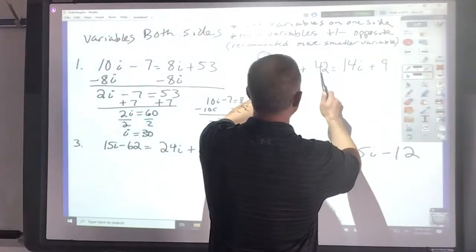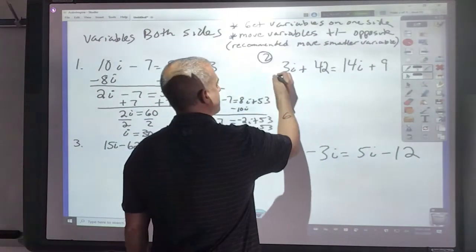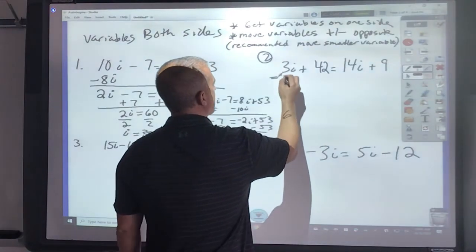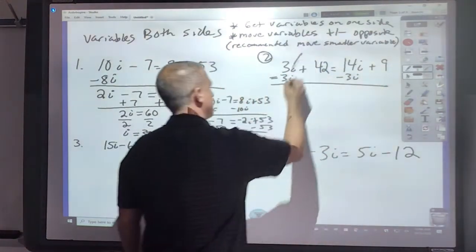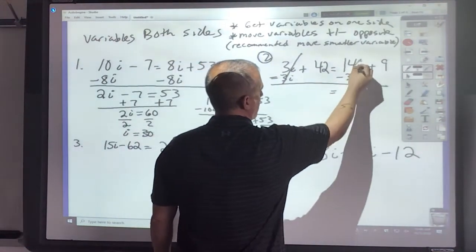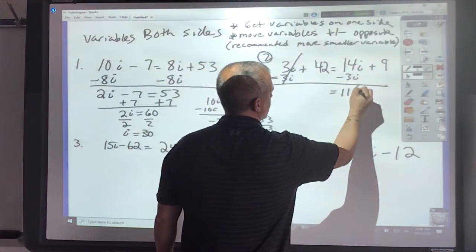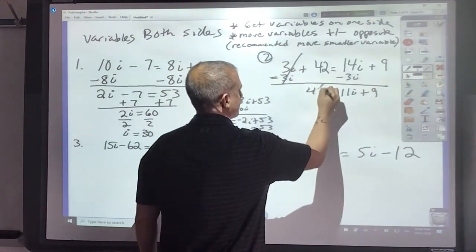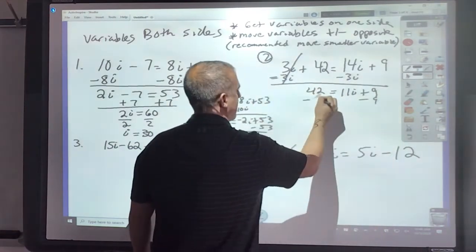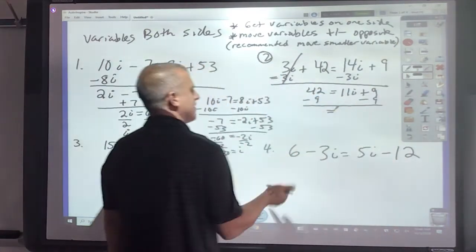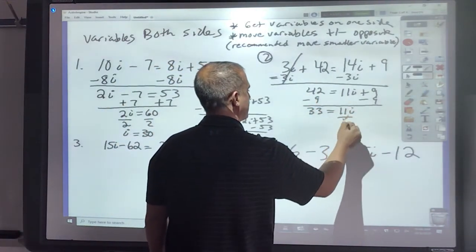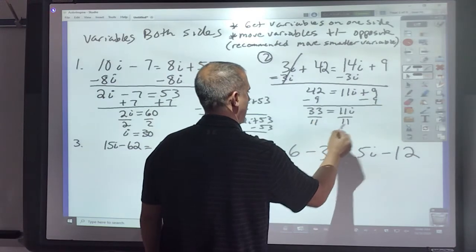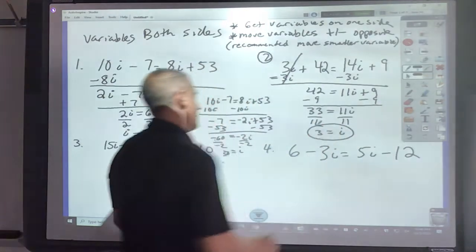So I want to move this i. Since 3i is smaller, I'm going to subtract. Could I subtract 14? Sure, I could do that. So that moves there. 14 minus 3 would be 11, minus 9. 42 minus 9 will be 33, and I would divide both sides by 11. i would be 3.